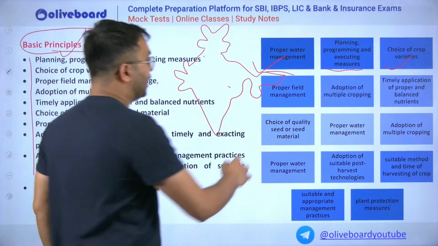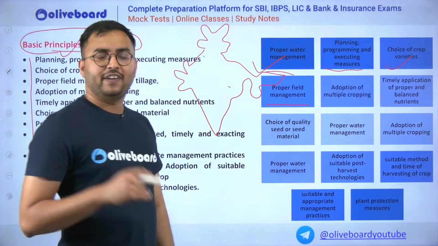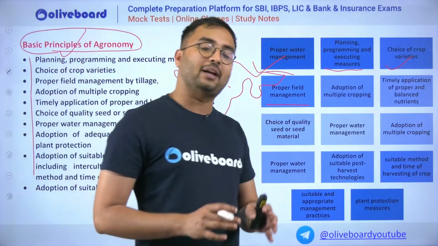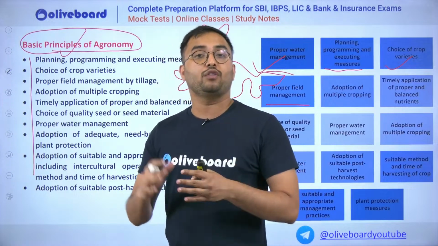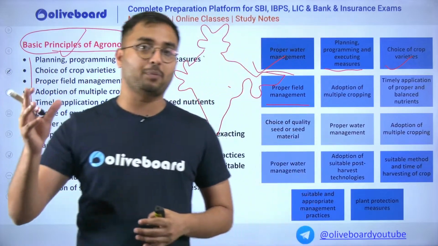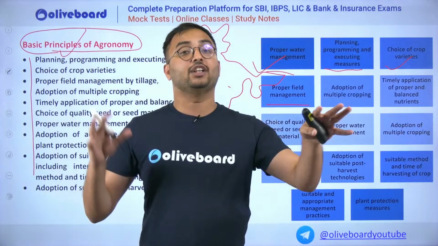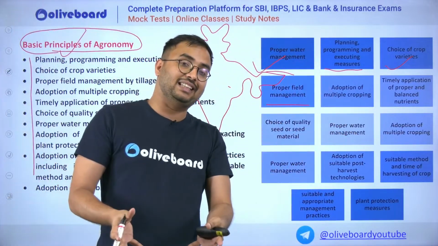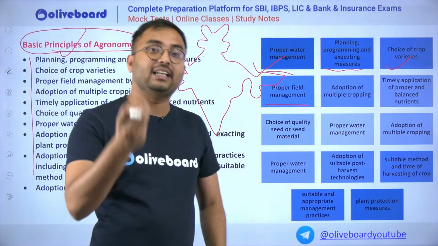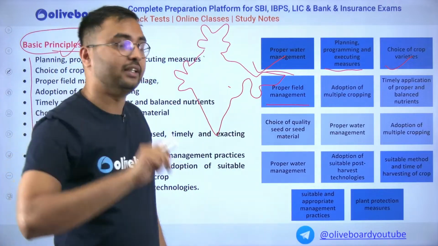So remember this. Proper field management. Field management is nothing but how you are managing the factors of production of crops, overall factors responsible for the growth of crops, the other allied activities and resources on the field, and how you are using all of these things together to increase the growth of the crop or increase the production itself.